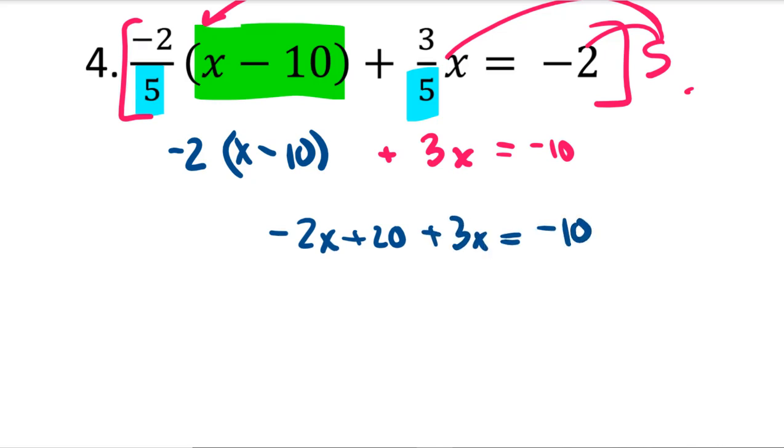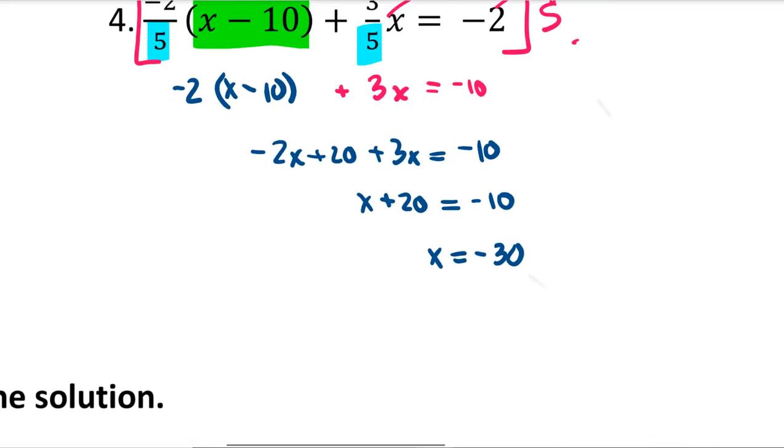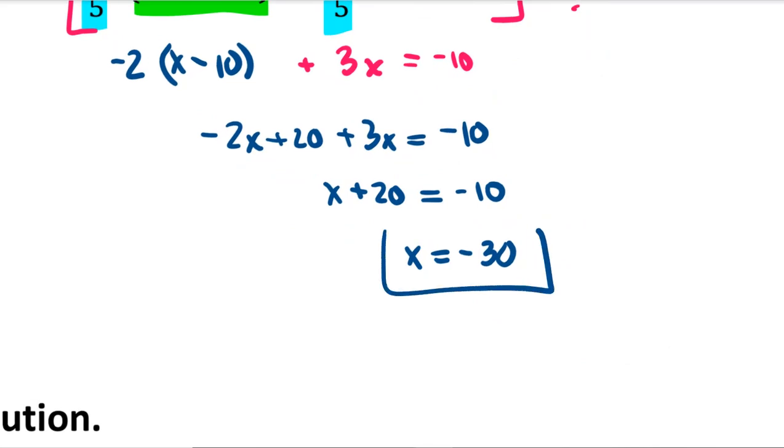Now, we just got a lot of little stuff to clean up here. So just take your time. So x plus 20 equals -10. And then when you move the 20 to the other side, you get x equals -30. Now, this isn't the only way to do the problem. There's several other ways you could do it, but I found that clearing the fraction is most simple for most people. So you get x has a value of -30.